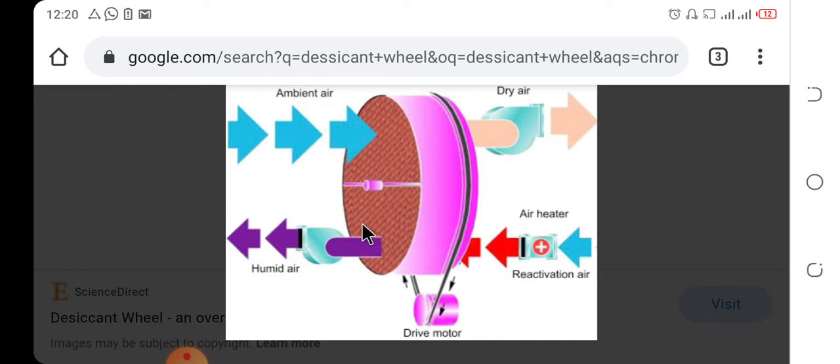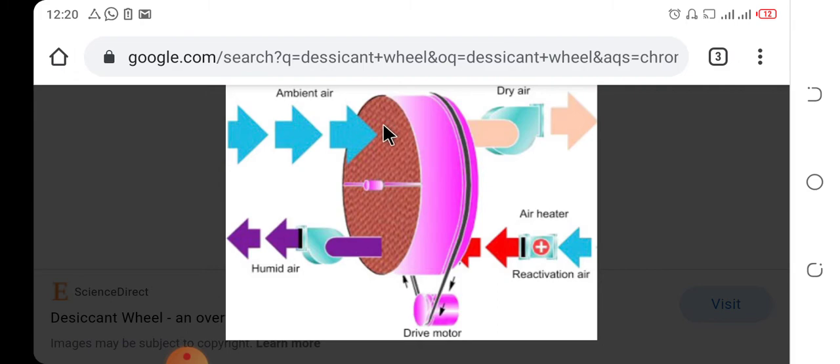So in pharmaceutical companies, to have a more accurate amount of humid or dehumidified air, we use a desiccant wheel. The desiccant wheel consists of silica gel material, and it has a natural capability to absorb humidity, water molecules. In this process, the ambient air passes through these filters, and it absorbs the humid air and passes out the dehumidified air.